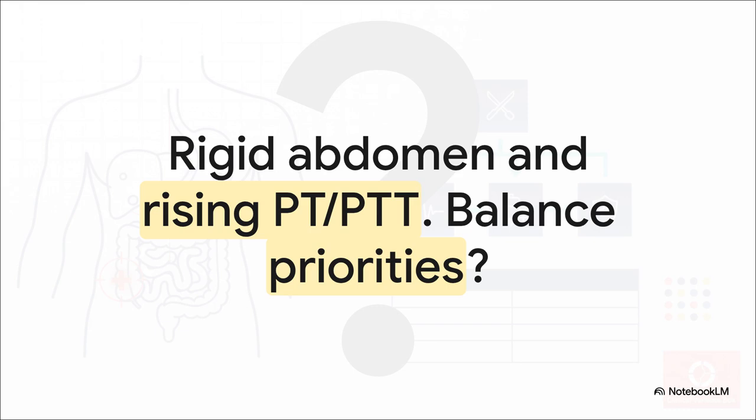You're faced with severe, ambiguous blunt trauma, fluctuating postoperative vitals, a rigid abdomen, a dropping hematocrit, and rising PT/PTT times indicating acute coagulopathy. How do you systematically balance these competing diagnostic and operative priorities as your patient is rapidly decompensating?